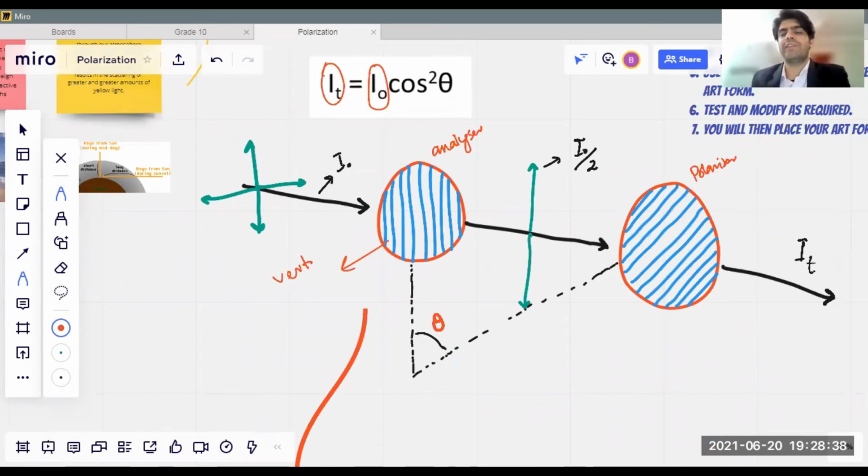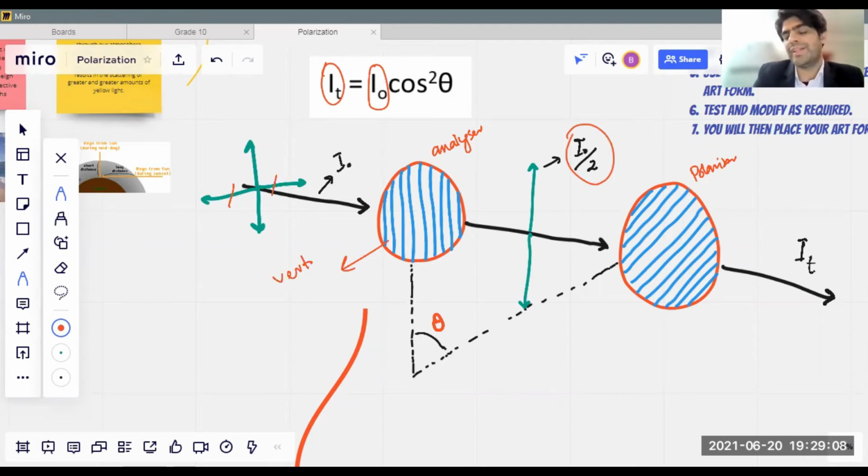As we all know, whenever the light is vertically polarized, its intensity is halved. Why? Because half of its energy is going to be deducted. In this case, your horizontal waves are going to be blocked. That's why half of the intensity is blocked, and half of the intensity, which is vertical, is passed through this polarizer. So we say its intensity is going to be I naught upon 2. So it is let pass through this polarizer.